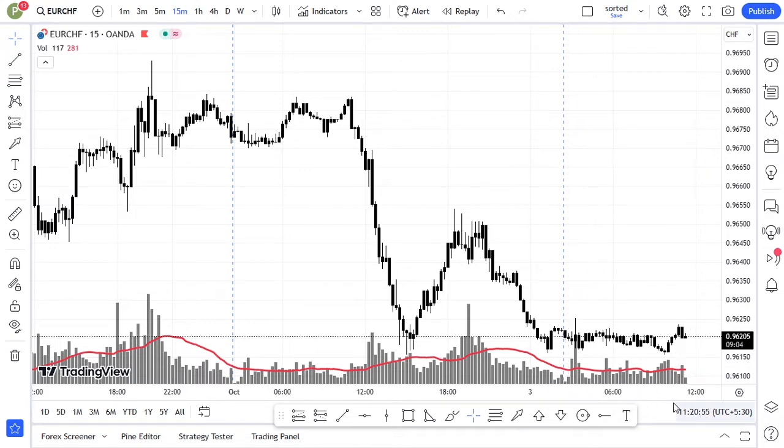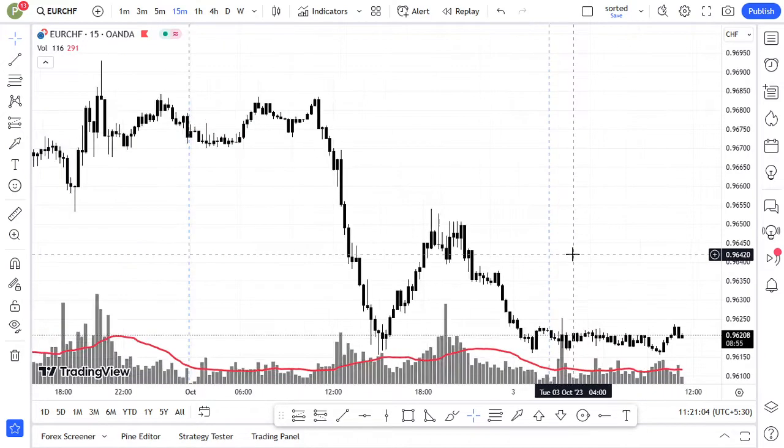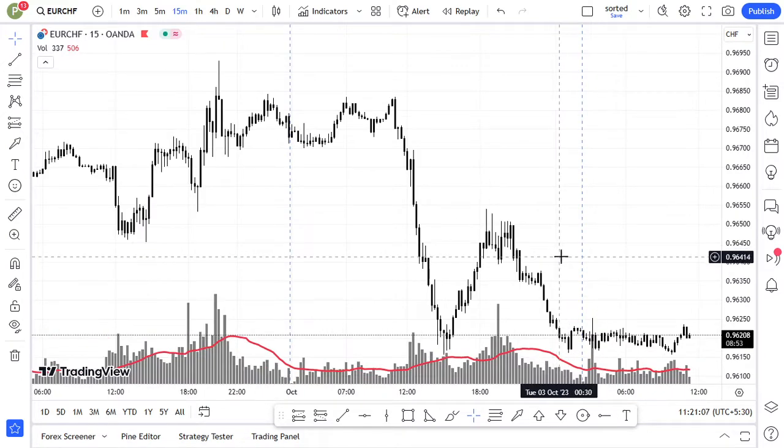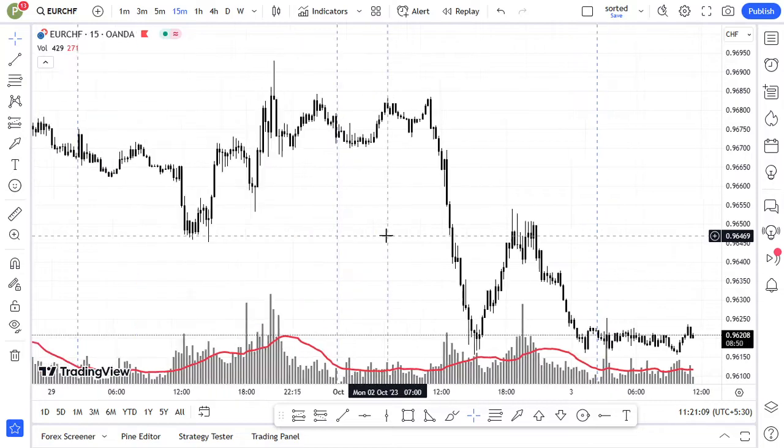This is my analysis for the upcoming London session, which is going to start within 1 hour and 10 minutes. Time frame you can choose according to you, but for my time frame, it's going to start at 12:30. Anyways, it's going to start after 1 hour. So here I am looking for a buy.